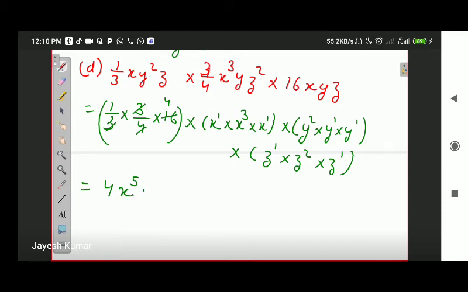Next is y to the power 2, 2 plus 1, 3, 3 plus 1, 4, and finally z, 1 plus 2, 3, 3 plus 1, 4. So your final answer is 4, x to the power 5, y to the power 4, and z to the power 4. Okay. Next is f part.